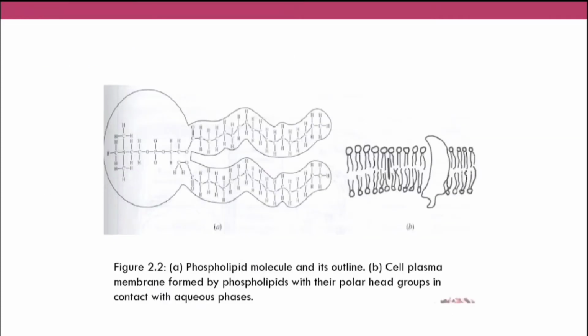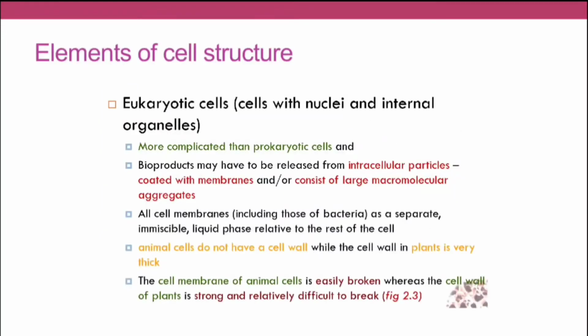Now the phospholipid molecule, as you can see here, outlines the cell plasma membrane formed by the phospholipids with their polar head groups in contact with aqueous phases. Now, elements of cell structure in eukaryotic cells: they contain nuclei and organelles. They are more complicated than the prokaryotic cells. The byproducts may have to be released from intracellular particles coated with membranes and consist of large macromolecular aggregates. All cell membranes, including those of bacteria, form a separate immiscible liquid phase related to the rest of the cell.